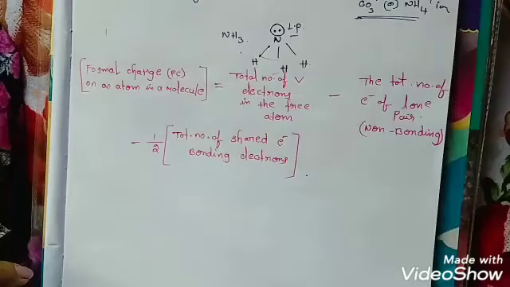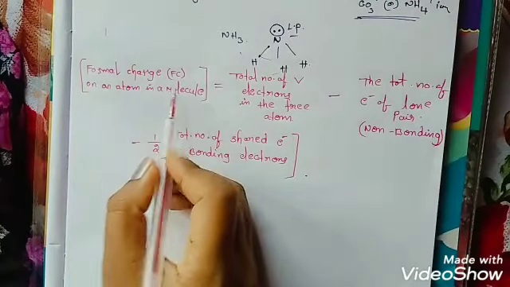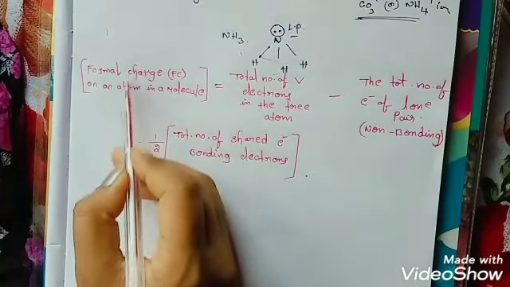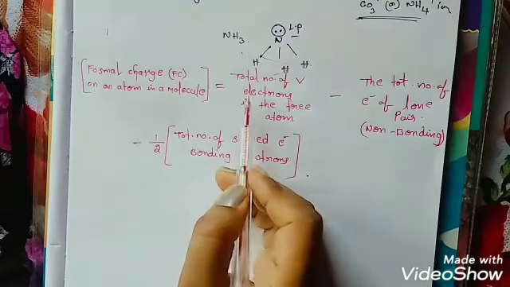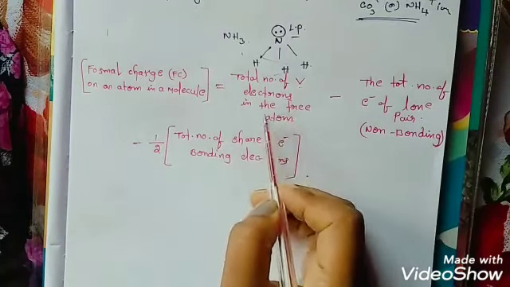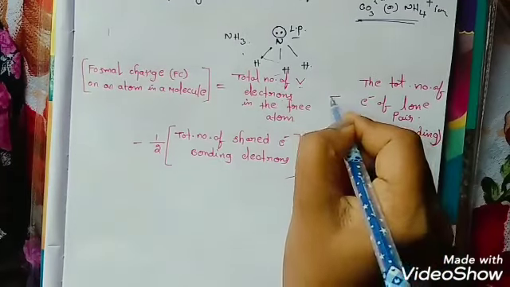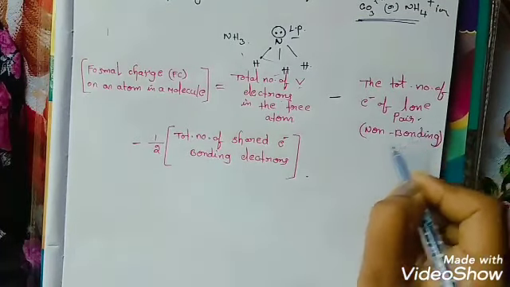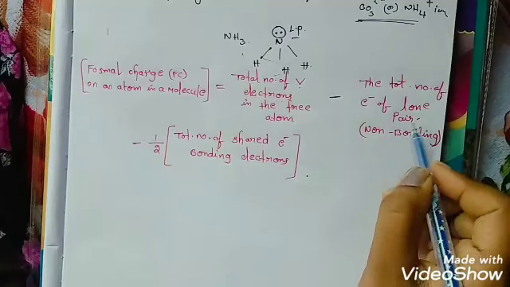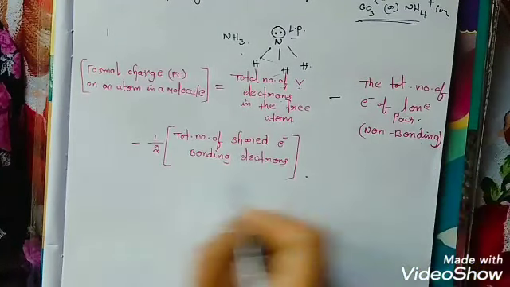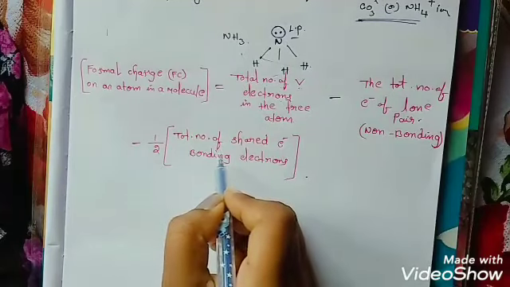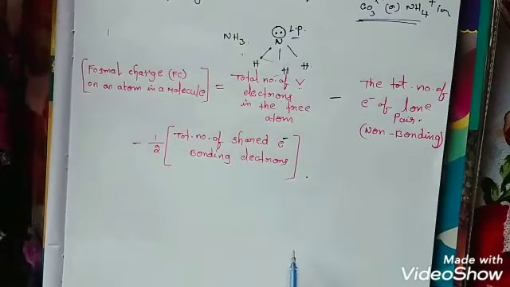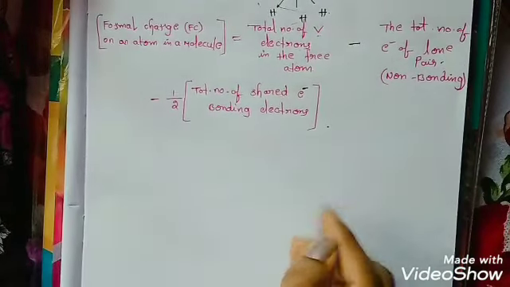The formula is: the formal charge, Fc, on an atom in a molecule is equal to the total number of valency electrons in the free atom, minus the total number of lone pair electrons, that means non-bonding electrons, minus half into the total number of shared electrons, nothing but bonding electrons. This is the formula to calculate the formal charge.